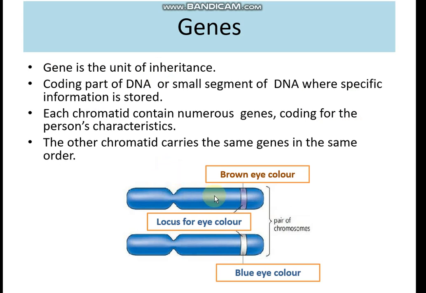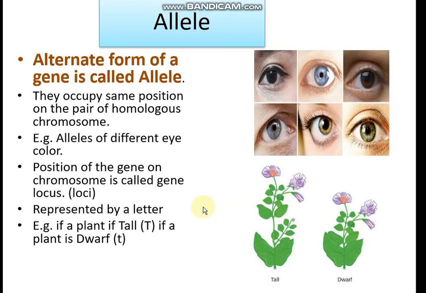Like here in this diagram, you can say that this is an allele for brown eye color coming from the father. Here we have a blue eye color allele coming from the mother, but they occupy the same locus, the same gene position on a homologous pair of chromosomes. Then here is another example of a trait. The trait is height, but there are two different types of height. A plant can be tall and a plant can be dwarf, and this is maintained by alleles.